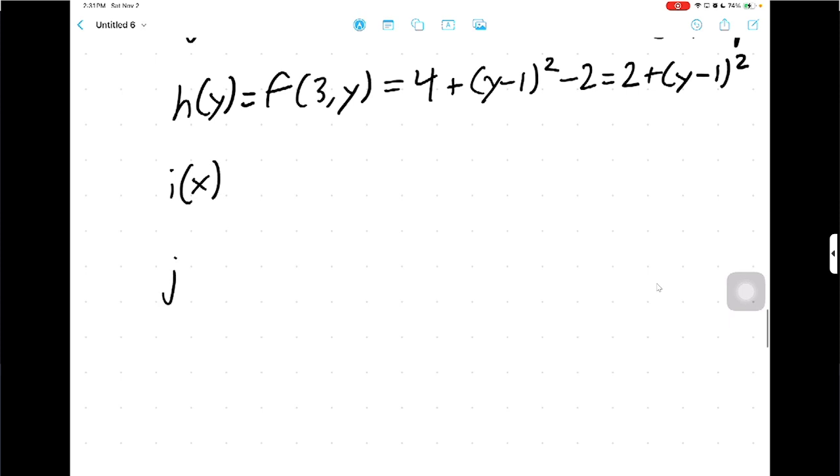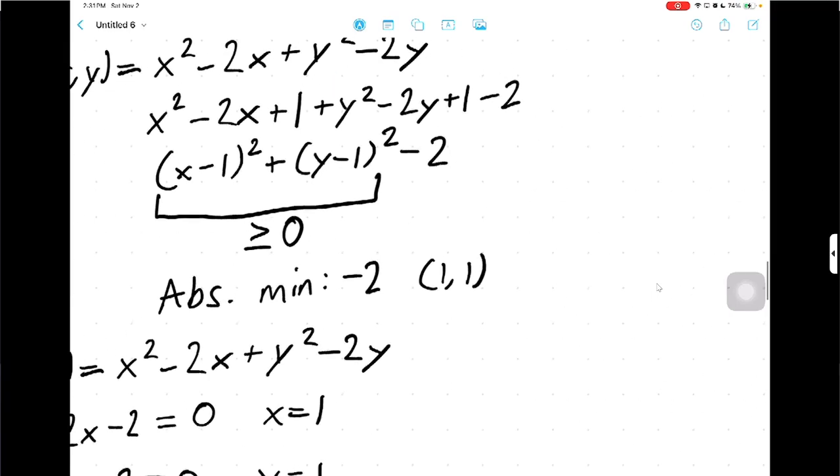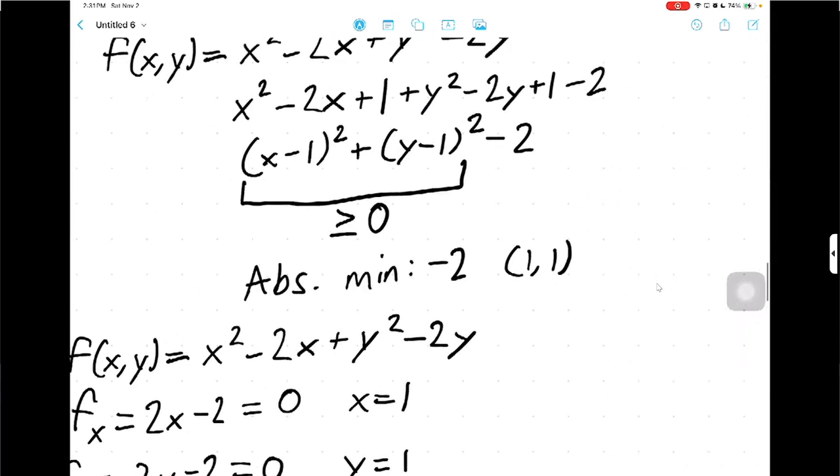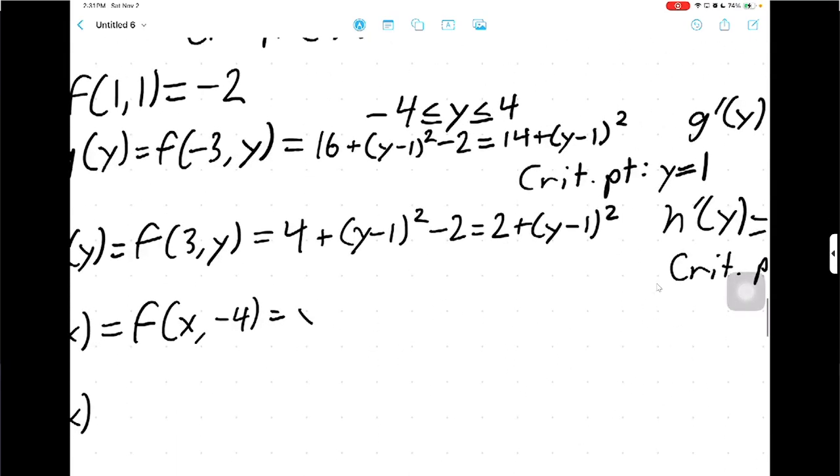And then I'm just going to do the same thing for x. Just give me 1 second to do that. x comma -4. We have x minus 1 squared.